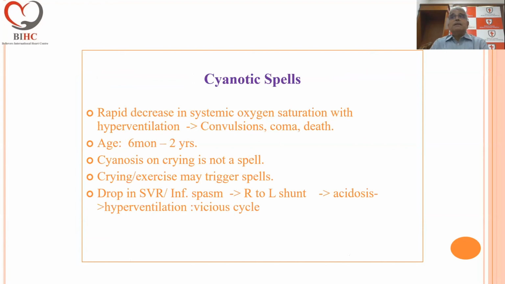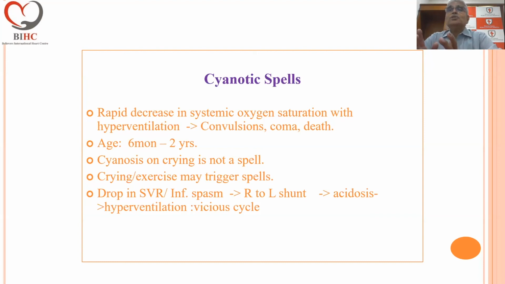A cyanotic spell is a very grave symptom. It's a rapid decrease in systemic oxygen saturation with hyperventilation. And if unchecked, it will progress to convulsions, coma, and death. The age is 6 months to 2 years. Please remember that cyanosis on crying is not a spell. Any cyanotic child will have worsening of cyanosis on crying. But the association with hyperventilation is the defining feature. Crying or exercise may trigger spells.